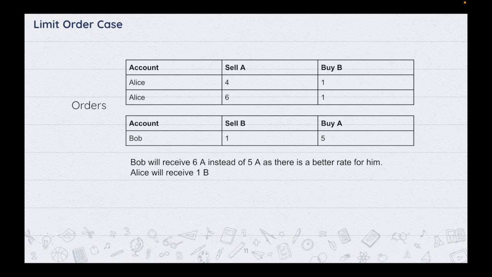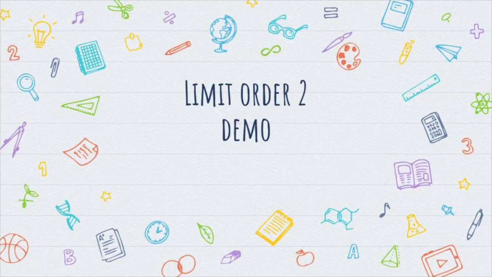Another limit order case is this. Alice will sell 4 of her A tokens for 1 B token, and Alice will sell another 6 tokens for 1 B token. On the other hand, Bob will sell 1 of his B tokens for 5 A tokens. So the imbalance will be that Bob will receive 6 A tokens instead of 5 A tokens, as that's a better rate for him. Alice, on the other hand, will receive that 1 B token.